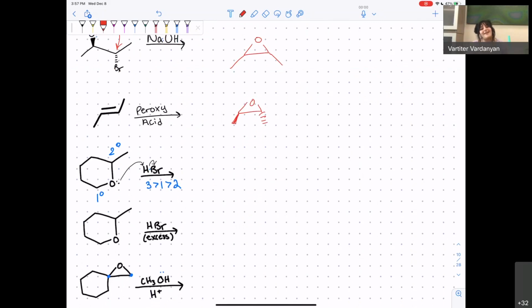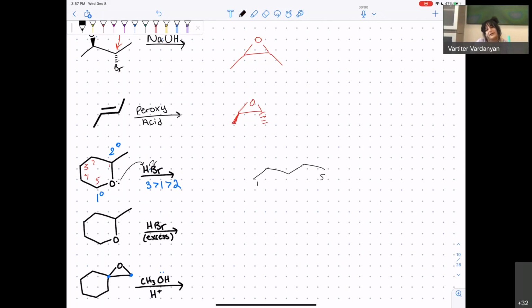When we have an ether with acid, we can either have it with regular acid or we can have it with excess. So if we have regular acid, we're just going to count 1, 2, 3, 4, 5. We make a 5-membered chain. We're going to say this is 1. We're going to say this is 5.